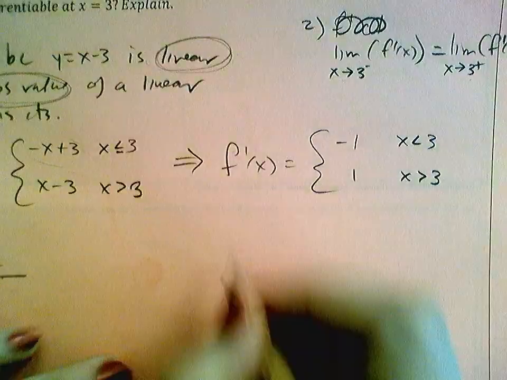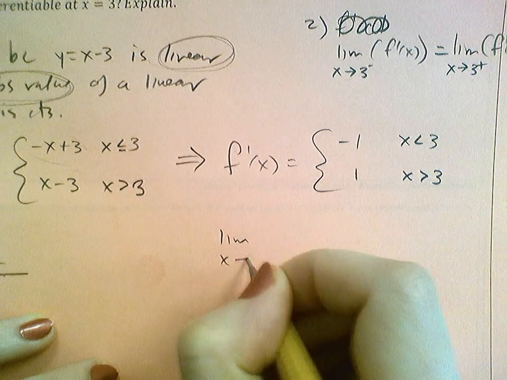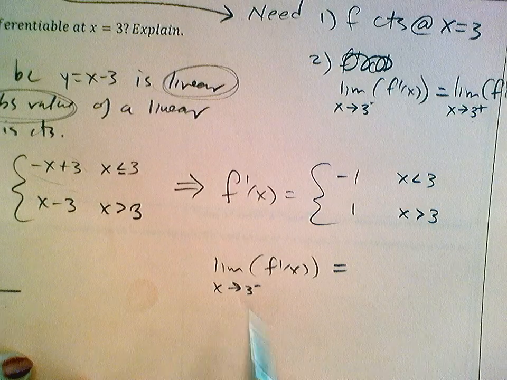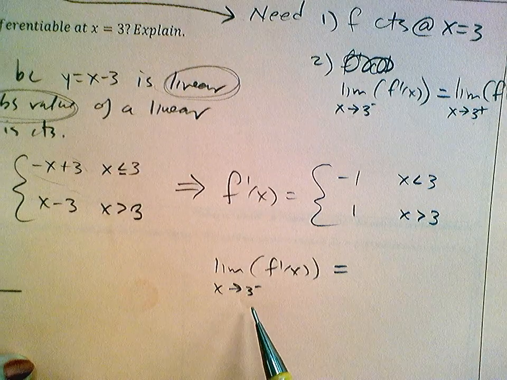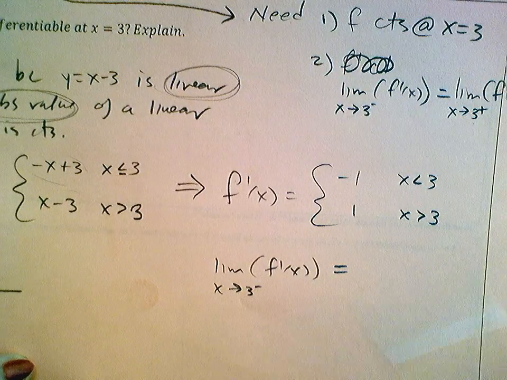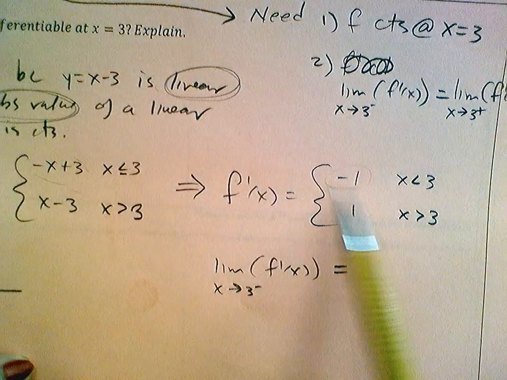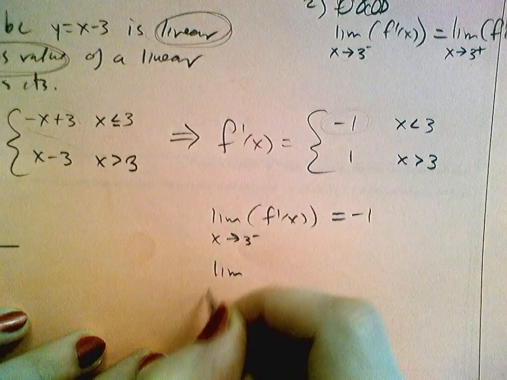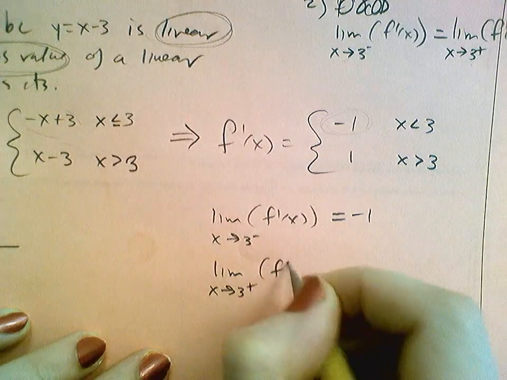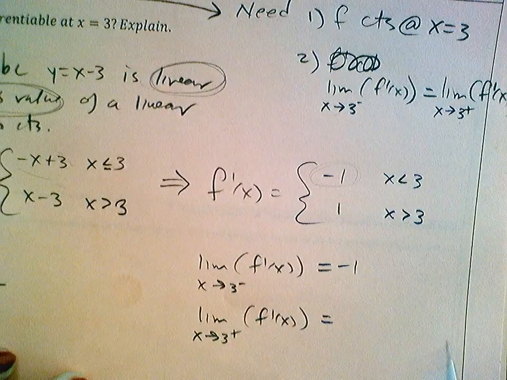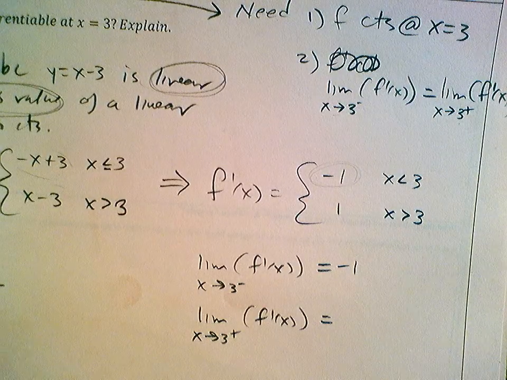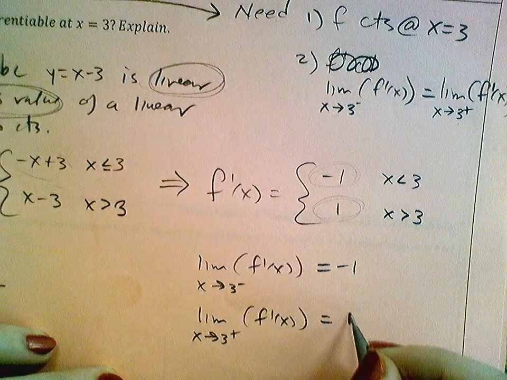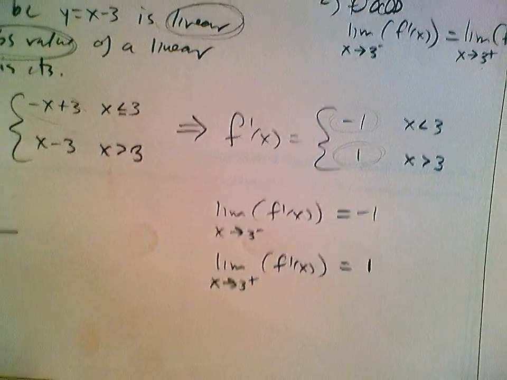All right, so now the limit as x approaches 3 from the left of f prime of x. So 3 from the left, like 2.9, 2.99, 2.9999. It's this constant function -1. And then the limit as x approaches 3 from the right. So like 3.1, 3.01, 3.0001, 3.000001. So now the y values are staying at 1, so the limit is 1.